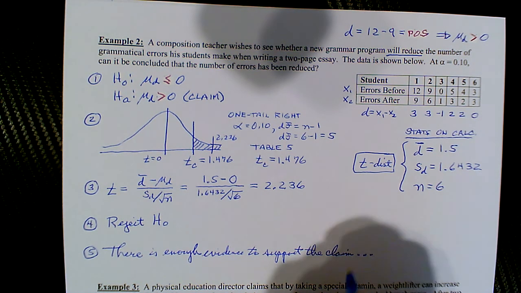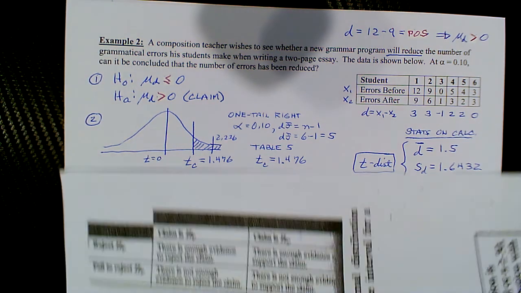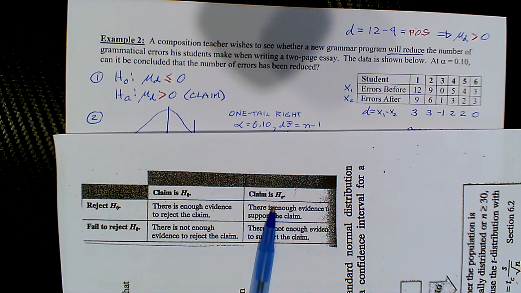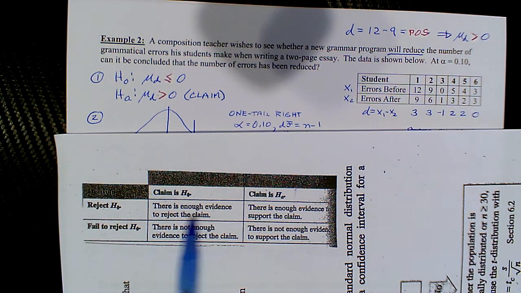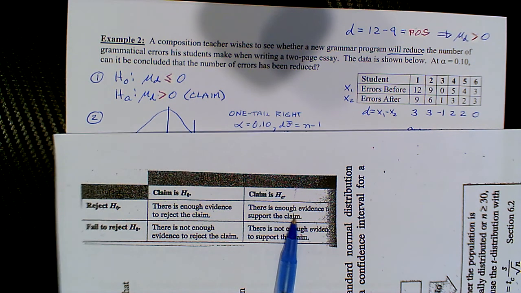And remember, if you wanted to use our little table to draw the conclusion on our cheat sheet here, HA is the claim, so it's the second column. We're rejecting H0, the first row. There is enough evidence to support the claim, so feel free to use that table.